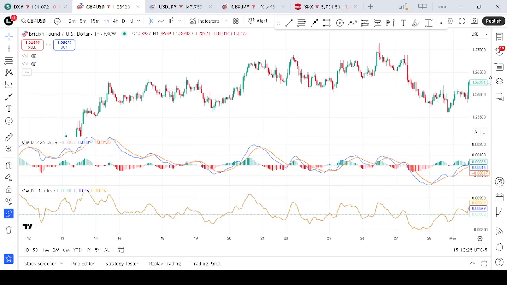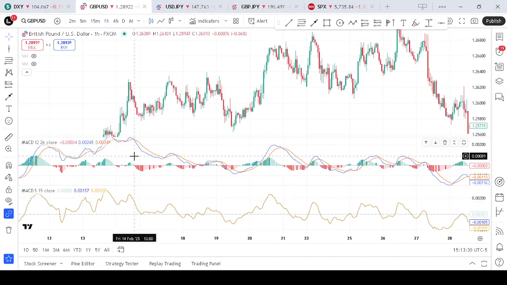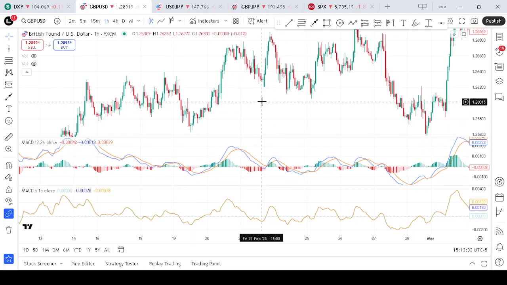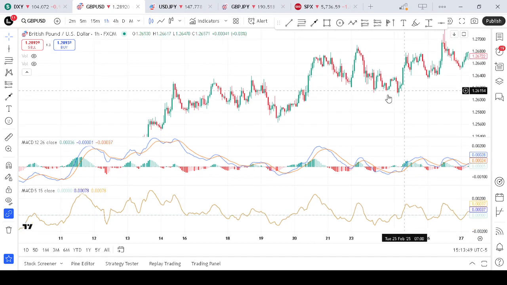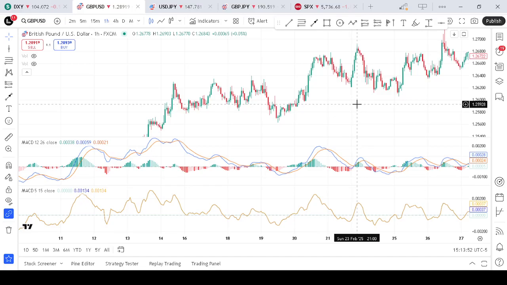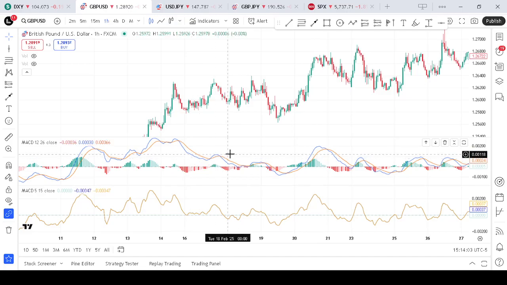The first step is to identify the primary trend using the slower MACD. The slower MACD is the standard MACD. This acts as a trend filter, telling us whether to look for buying or selling opportunities. When the slower MACD is above its signal line, you only take long trades when it is above the signal line.